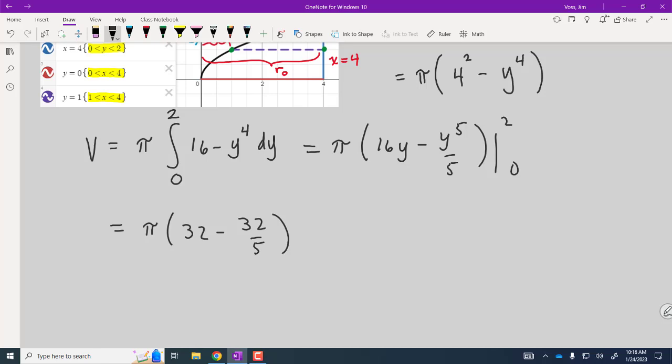So we end up with that. And then we can factor out the 32, which is a pretty quick way to do this. If you factor out the 32, you're left with 1 minus a fifth, and 1 minus a fifth is 4 fifths. That's a nice simple way to not have to get a common denominator of 5. Factor out the 32, and you're left with 1 minus a fifth, which is 4 fifths, and then we are going to have 128, I think, at pi over 5.